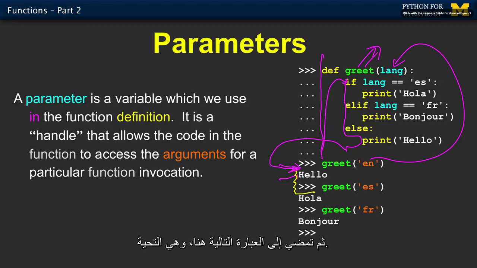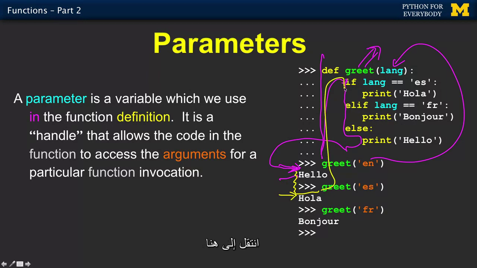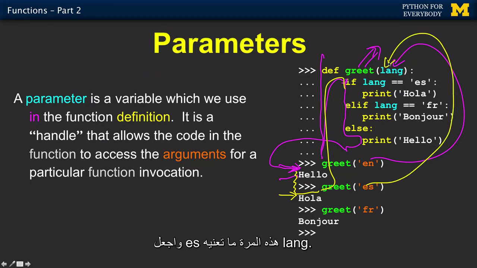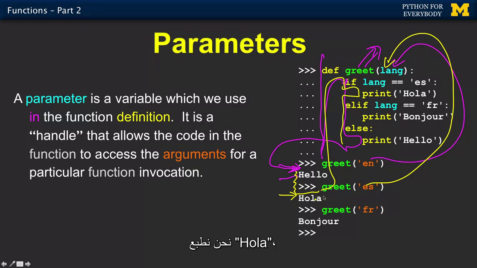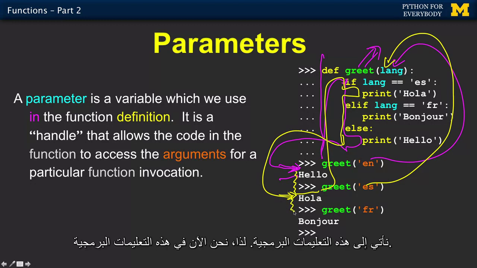Here, greet. So it's going to run this function again. Remember where to come back to, which is right here. Jump up to here, and then make es this time be what lang means. And so now lang is ES, so this is true. We run that code, we come out, and we print out hola, and then we go back to where we remembered before. Then we continue on. Come to this code.